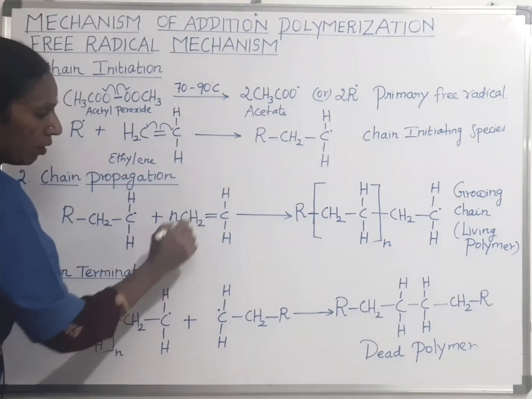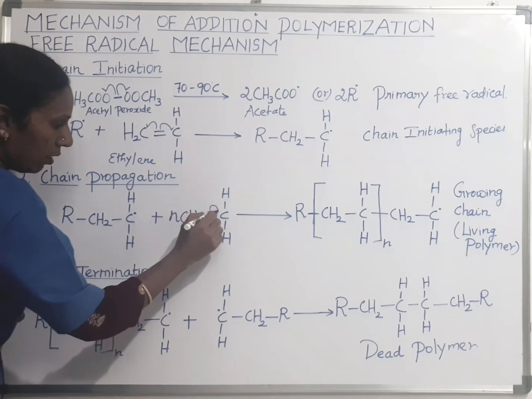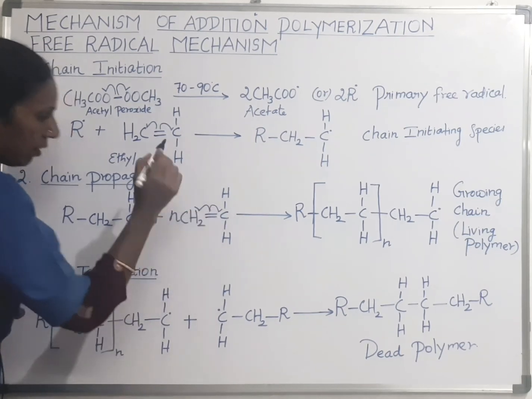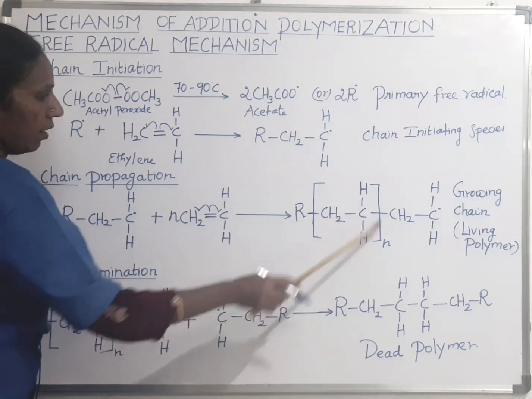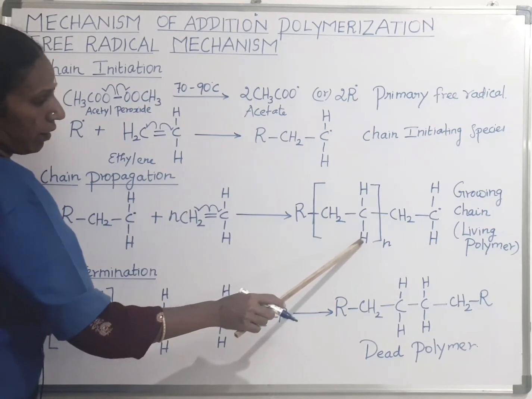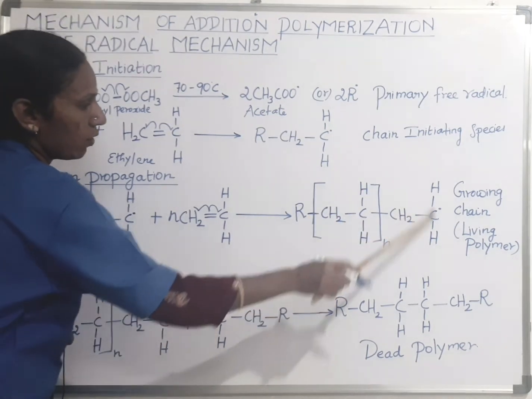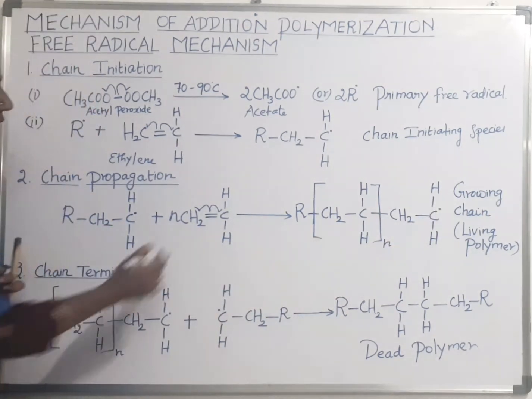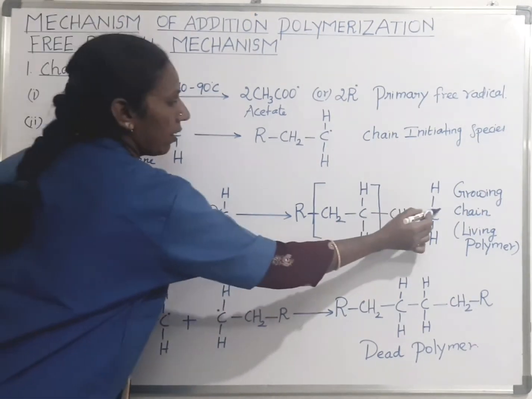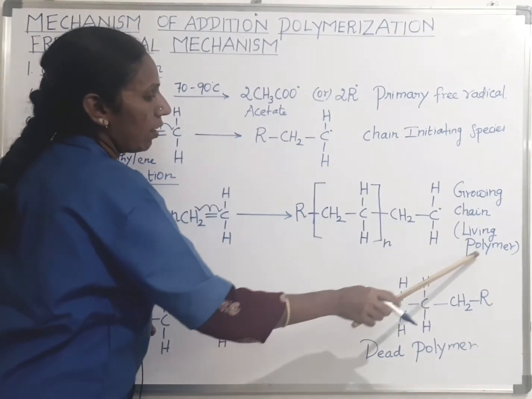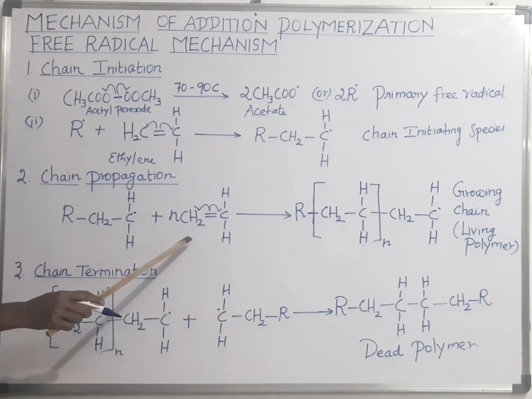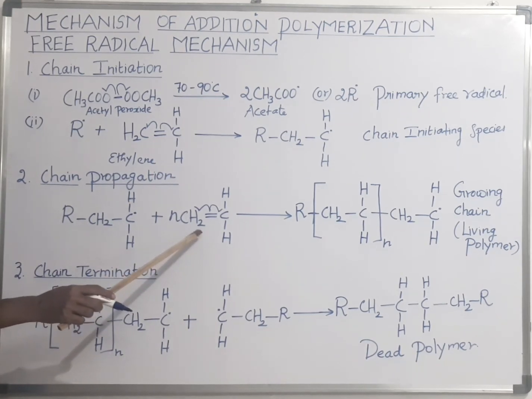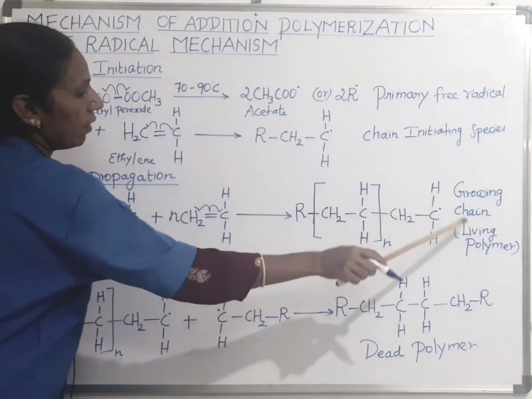We take the n number of monomer molecules, that is ethylene molecule. Here one radical, the bond breaks, here one radical. So we get the product RCH2, CH2, that is n number of monomer, ethylene monomer. Then CH2, CH2, here the carbon is having the free radical. This is the growing chain. It is called as a living polymer. So the chain propagation step is the addition of the chain initiating species with a large number of monomeric molecules, successive addition of large number of monomers one by one to form a growing chain, that is living polymer.